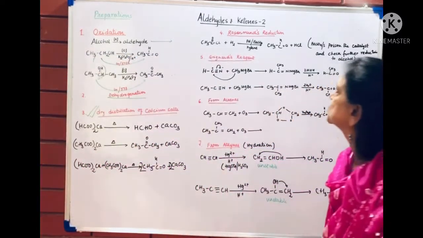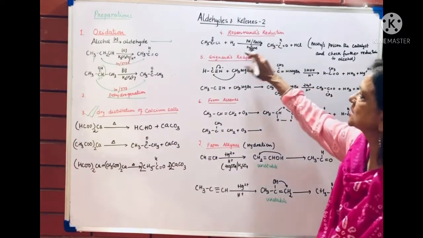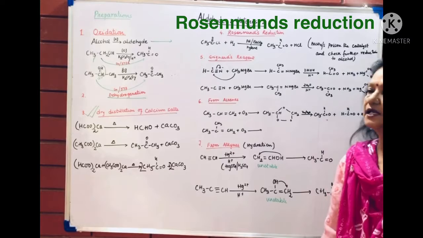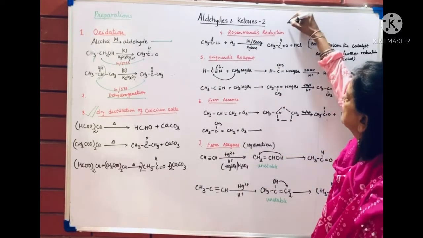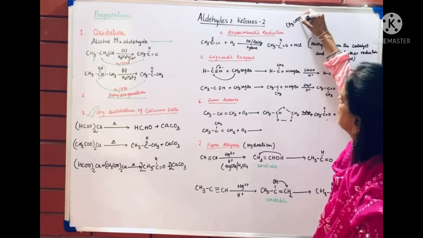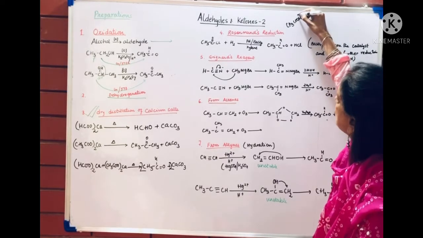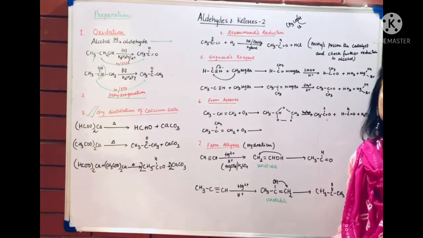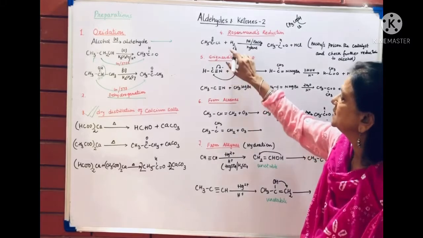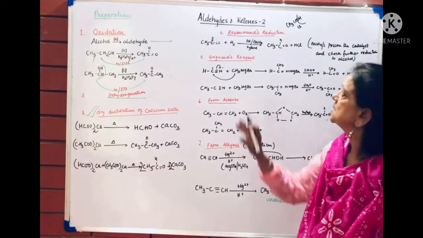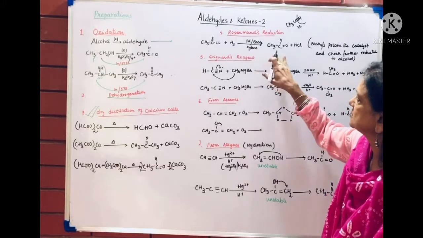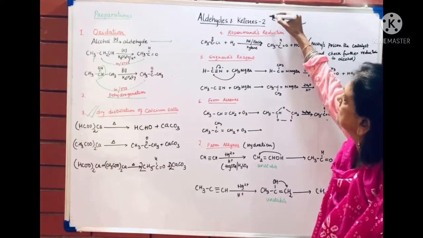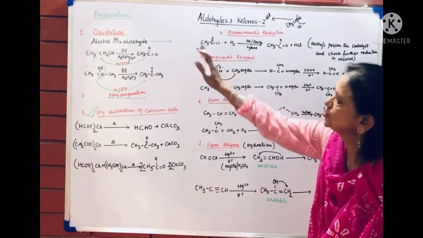The next reaction is Rosenmund's reduction. Rosenmund reduction takes place with acetyl chloride. Acetyl chloride is a compound of an acid. If I take CH3COOH as an acid and instead of OH, I attach Cl here, it becomes acetyl chloride, CH3COCl. When this reacts with hydrogen gas in presence of palladium and barium sulfate, it gets reduced. Imagine that this was an acid, I am moving backward into an aldehyde, so it changes into an aldehyde.